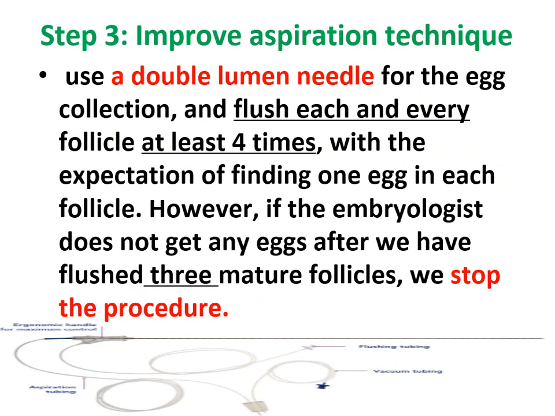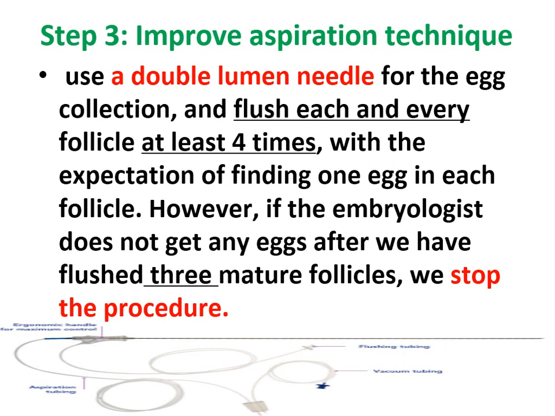Step 3, improve aspiration technique using a double lumen needle for the egg collection, and flush each and every follicle. This is very important. At least 4 times. Don't flush once, flush 4 times. Consider each follicle as the only follicle for this lady, so you have to take care of it. Flush it several times, up to 4 times, or more than 4 times, and ask the embryologist, did you find any oocytes or not? Flush each and every follicle at least 4 times, with the expectation of finding one egg in each follicle.